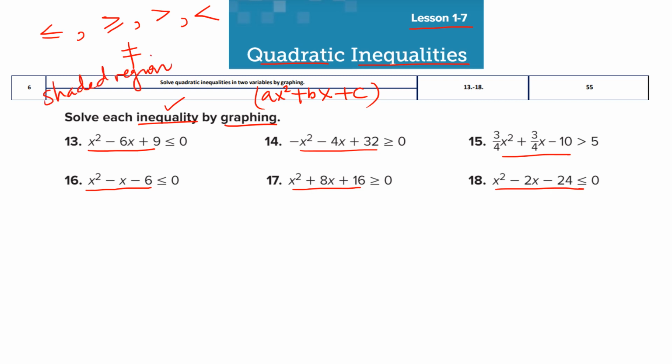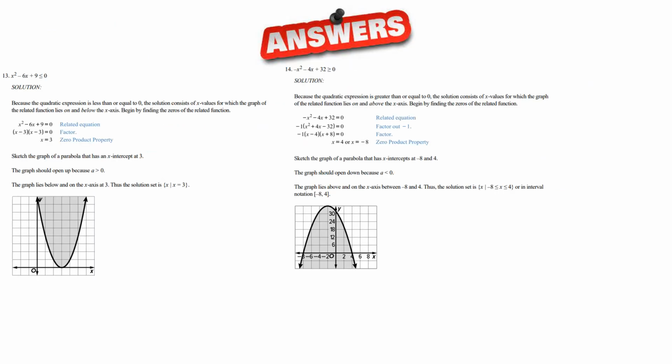So let's see how we do the graph for question 13. I will explain to you question 13 and you can do similarly the remaining questions. So for question 13, ax square plus bx plus c equal to 0 gives you a as 1, b as minus 6 and c as 9. So if you remember, it's a quadratic function, so you can do the factors of it, that is you can get the roots. So what are the two roots? x equal to 3 and x equal to 3.